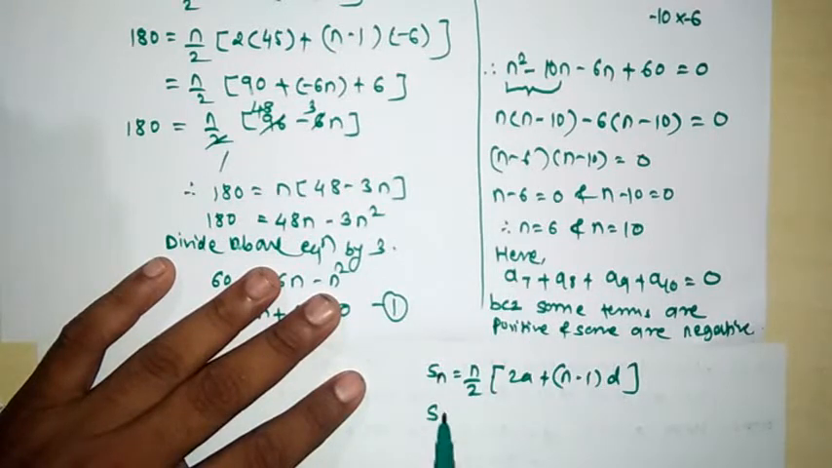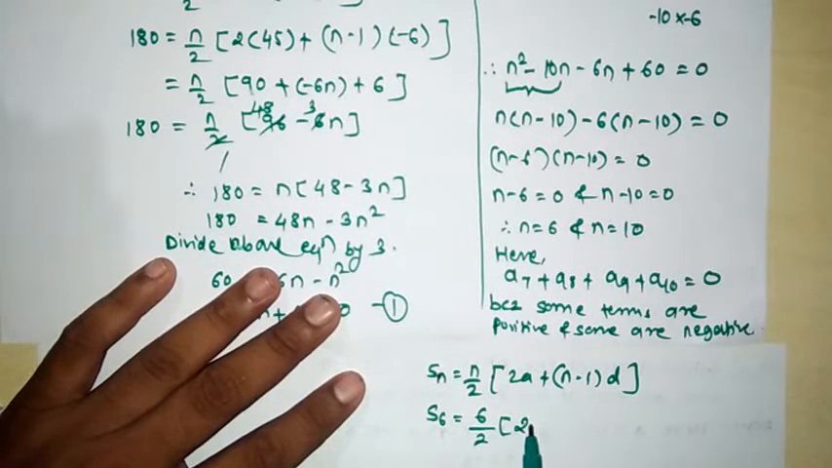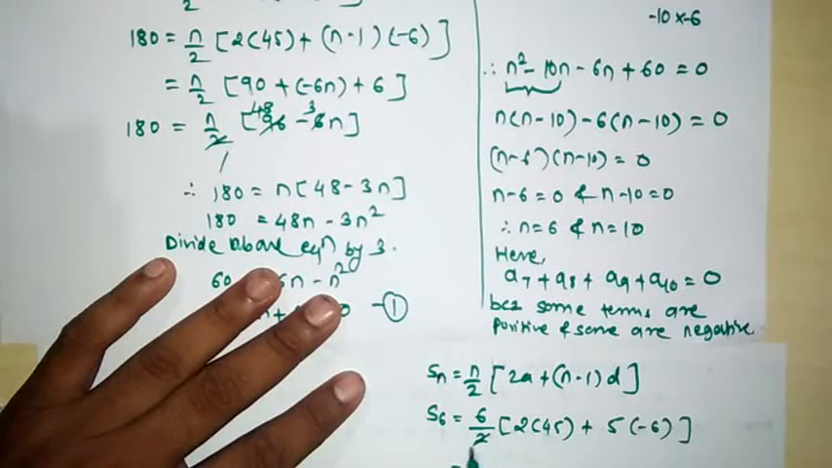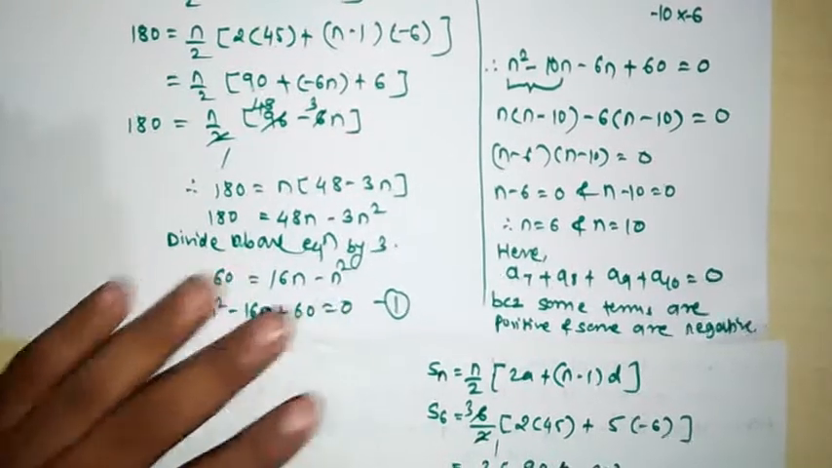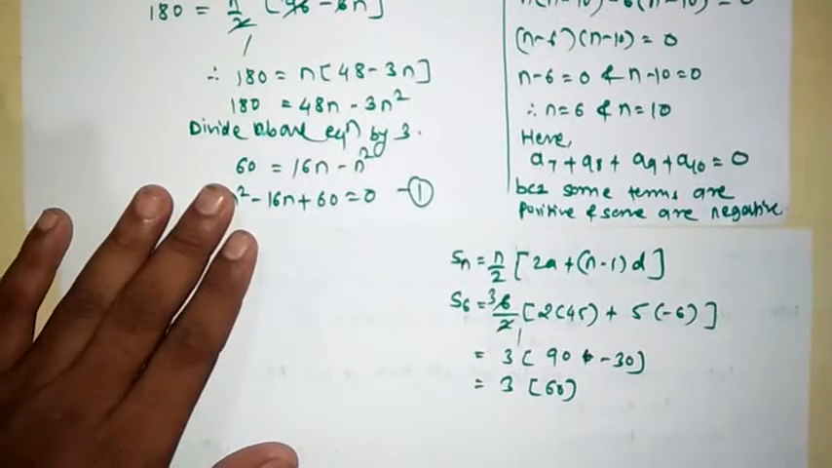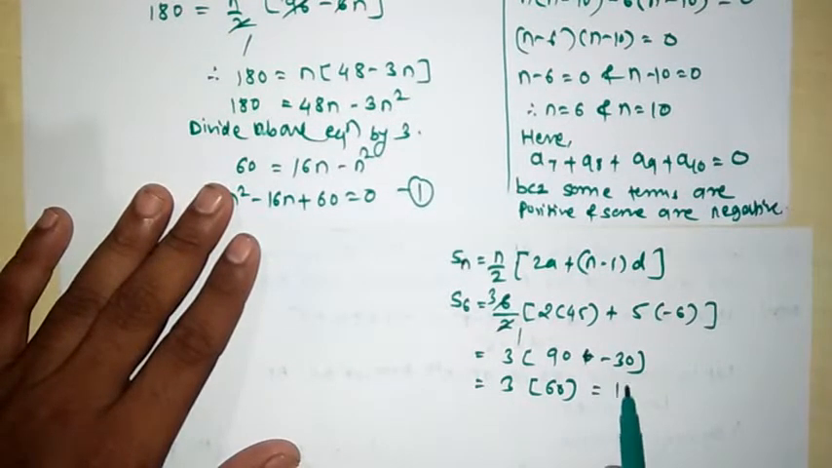That is, the sum of the first 6 terms, S6, is equal to 6 divided by 2 into 2 into a. What is the first term here? First term is 45 as given in the question, and n is 6, that is 6 minus 1 is 5, and the common difference d is minus 6. We have to solve it. 2 1s are 2, 2 3s are 6. 3 into 2 into 45 is equal to 90. 5 into minus 6 is equal to minus 30. Right here, 90 minus 30 is equal to 60. 3 into 60 is equal to, sorry friends, now you are able to see, 3 into 60 is equal to 180.